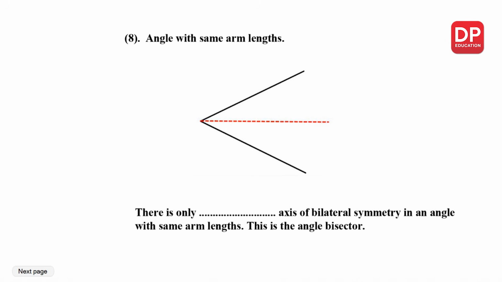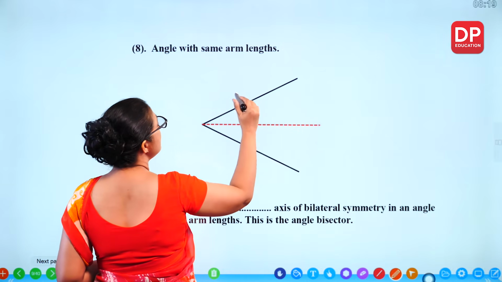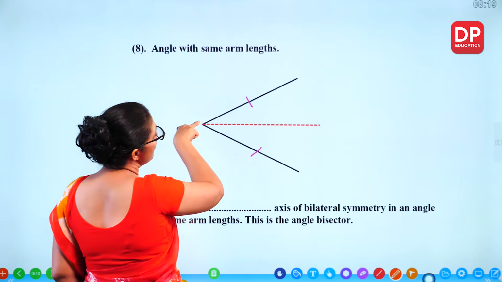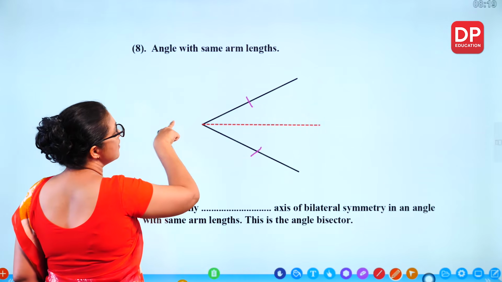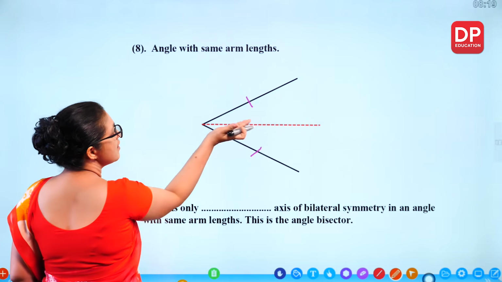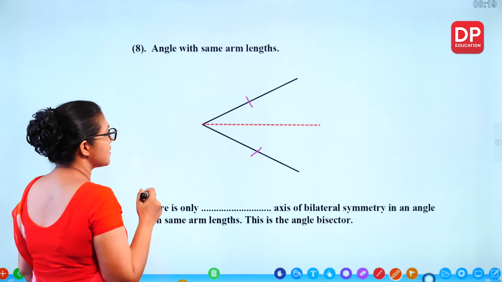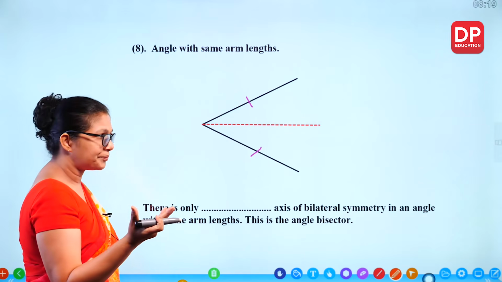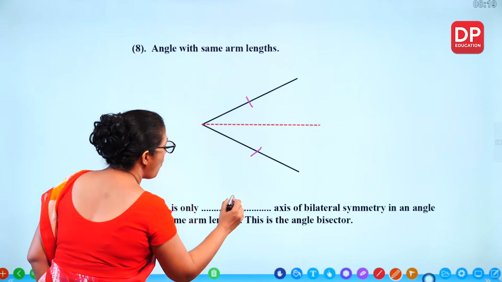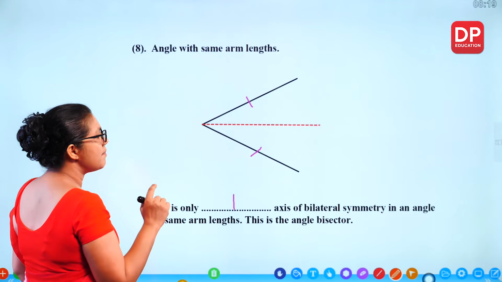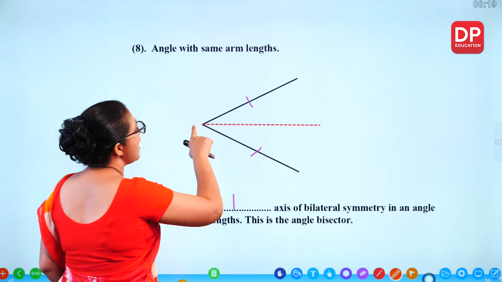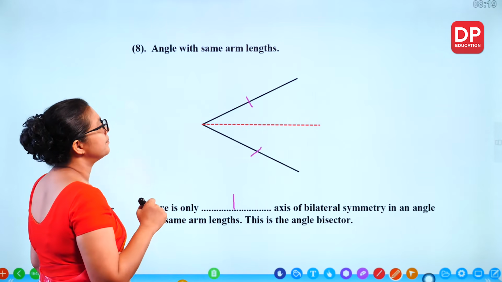Angle with same arm length. So this is an angle. So this length is equal to this length. So we can draw a line here. So this is the axis of bilateral symmetry. This divides into two equal parts. So actually what is that? That's the angle bisector. So there is only one axis of bilateral symmetry in an angle with same arm lengths. This is the angle bisector.